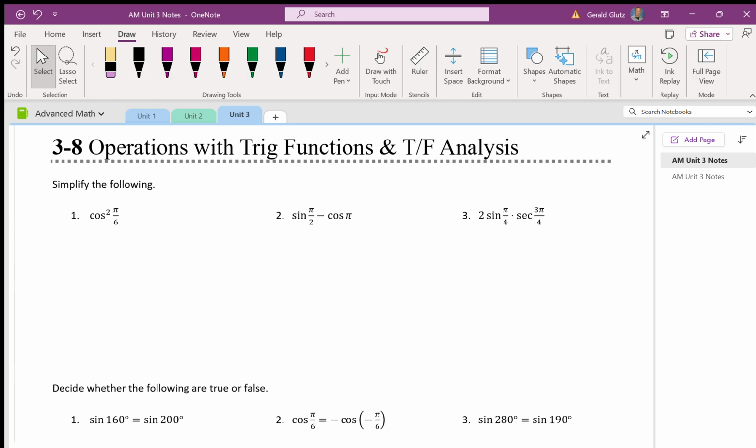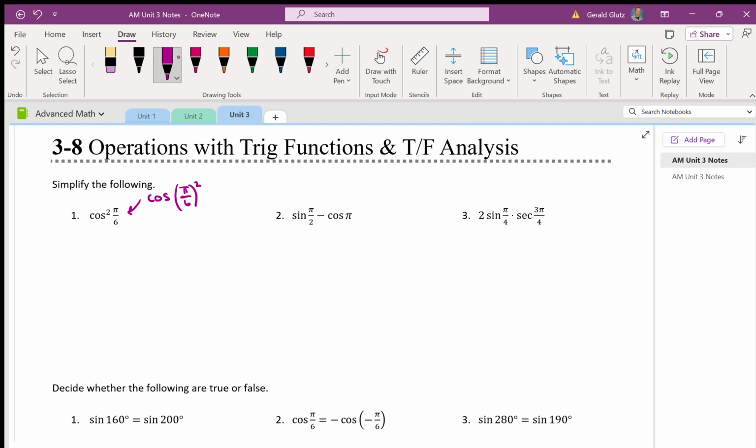In this section of notes, we're going to do a little true-false analysis and then also do some operations with trig functions, starting in the first example where we have to simplify cosine squared of pi over 6. So when you see something like this with a squared for the cosine, what this means is that we have cosine of pi over 6 all squared. But a lot of times you'll see it written this way, so we don't get confused, because we don't want this to be cosine of pi over 6 squared.